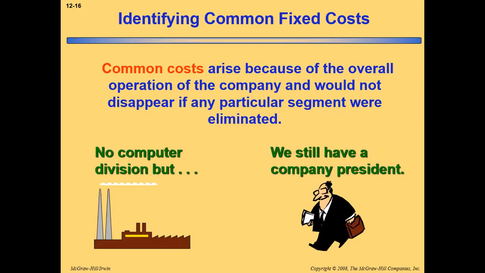Now common cost arises because of the overall operation of the company and would not disappear if any particular segment were eliminated. So if a particular segment is eliminated, still we need to pay that expense. That type of expense we call a common cost. Like see, we do not have a computer division segment, but still we have to pay the company president's salary. It is common to all the divisions. Whether you continue or not, you still need to pay the company president or CEO salary. So CEO salary is a common cost. It is not traceable to a particular segment. It is common to all the segments.